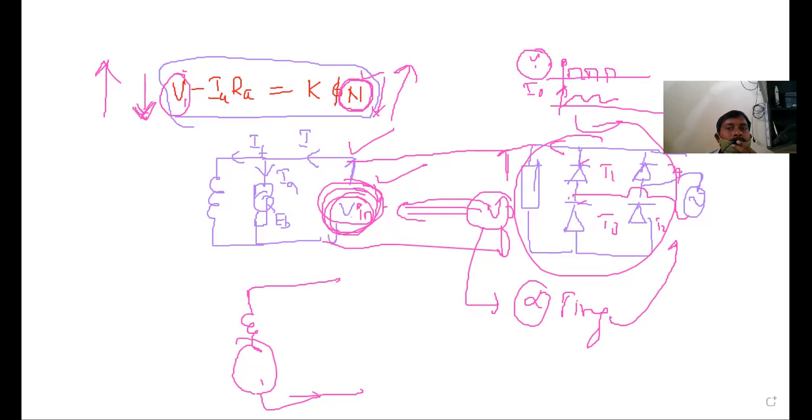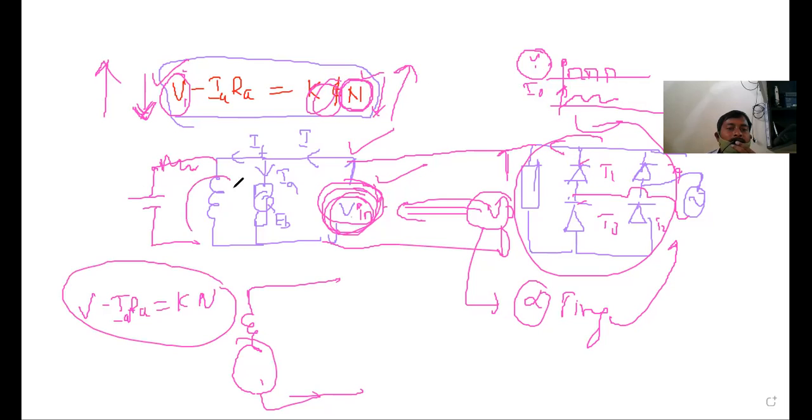If it is separately excited, there will be a separate excitation, so the flux is independent of this voltage. That equation will be written as V minus IaRa is equal to K times N only, because the flux is independent of this voltage. In that way also we can control the speed of all DC motors.